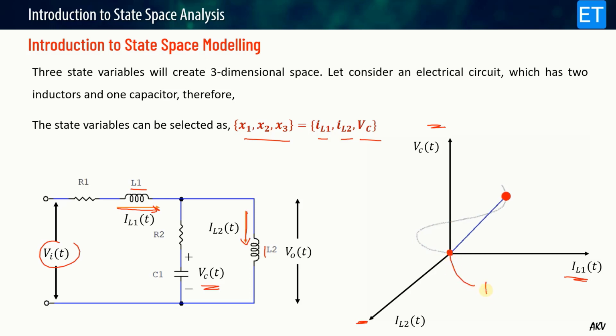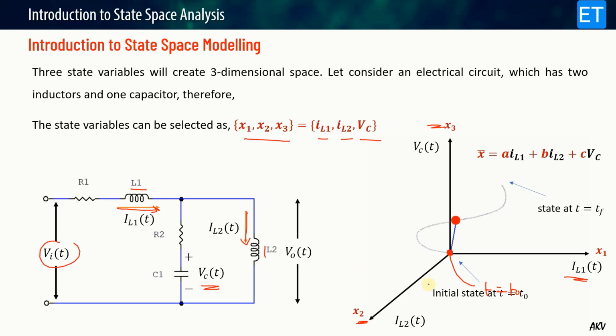this is the system state at t equal to t0. Here all the state variables are 0, so all the inductor currents and capacitor voltages are 0 if the system state is at the origin. That's why it is known as the initial state. And when we give some input Vi(t), these currents will change and the capacitor voltage will change. That's why this system state is moving in this three-dimensional space. So now you can understand what the system state is and what the state space is.